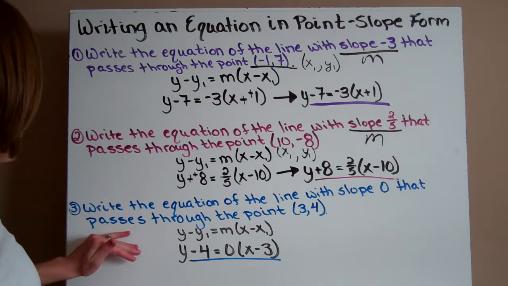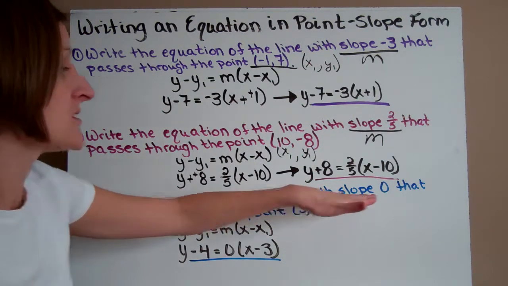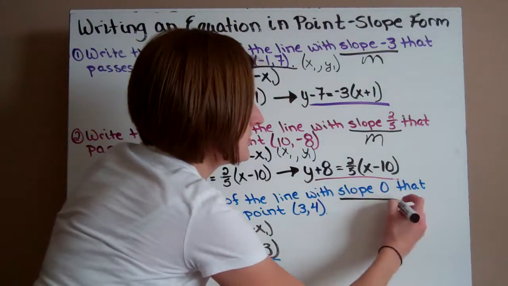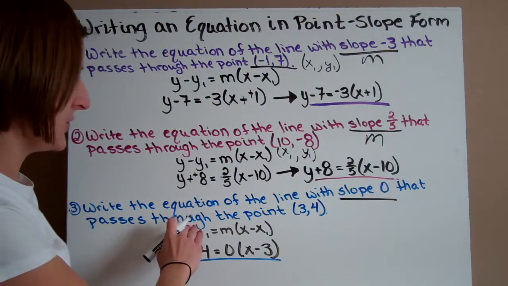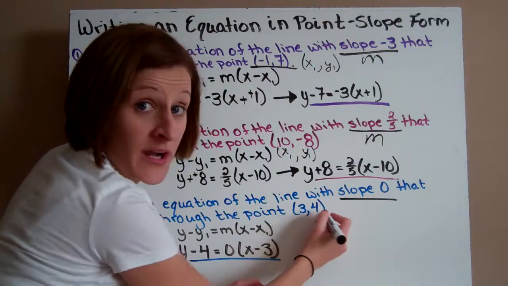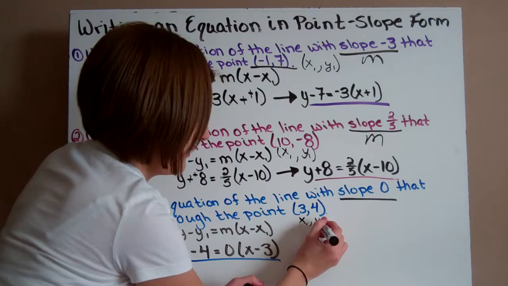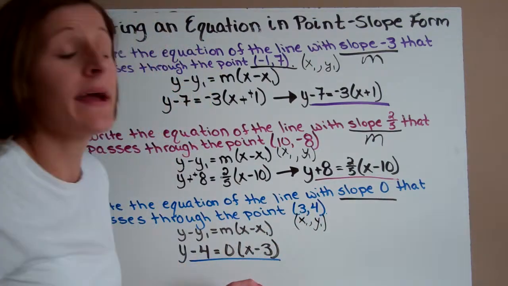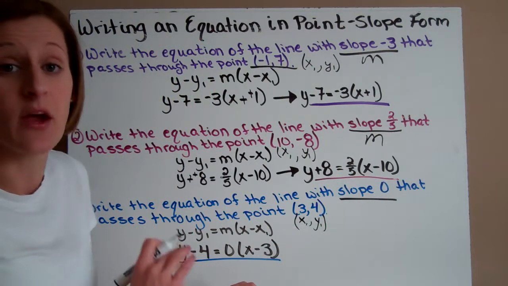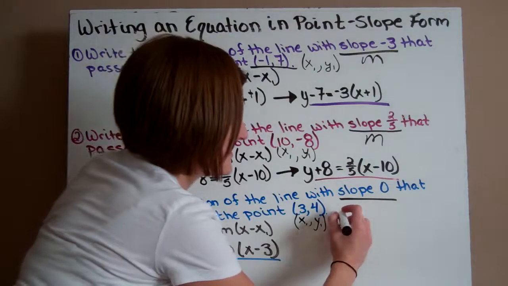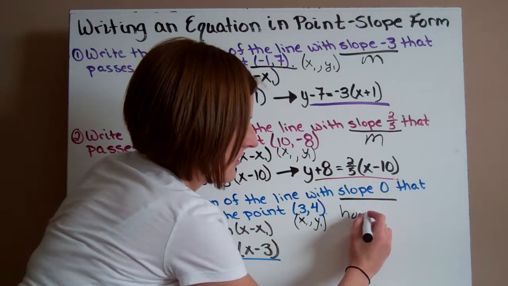Alright, the third one: write the equation of the line with slope 0 that passes through the point (3, 4). So that, remember, is x1, y1. Okay, when I have a slope of 0, that is a horizontal line. So this is going to be a horizontal line.